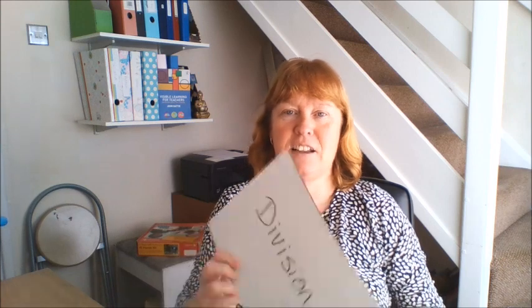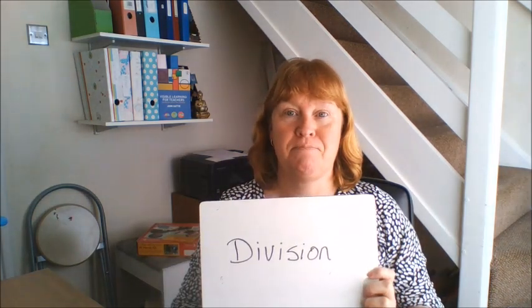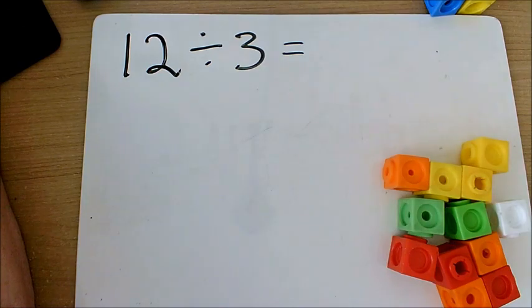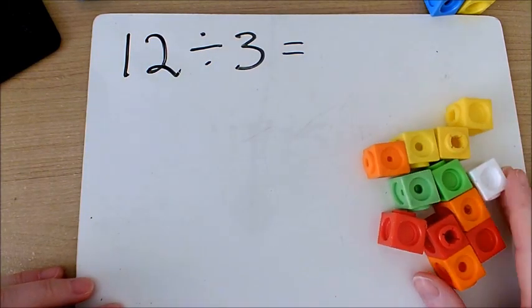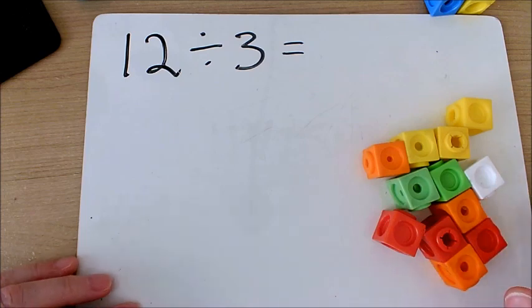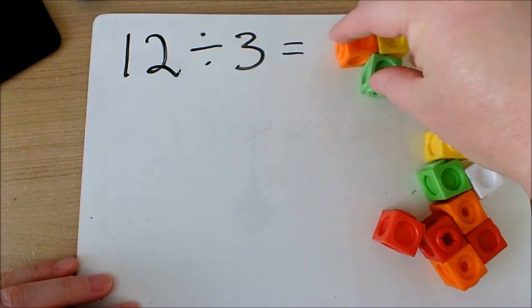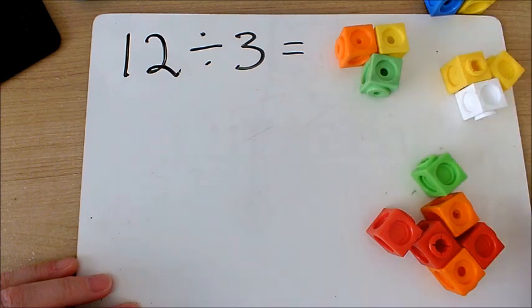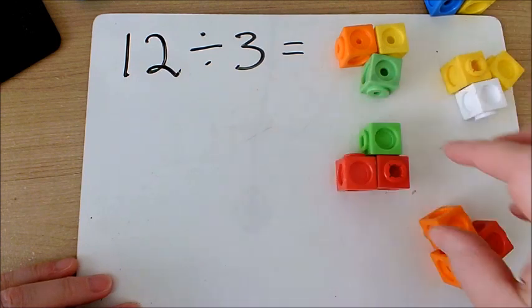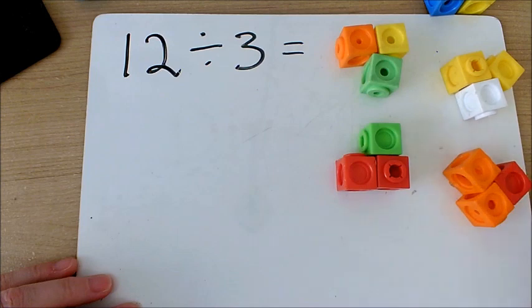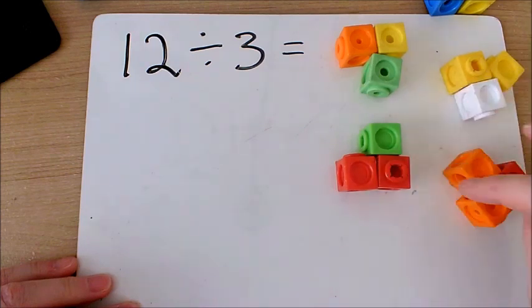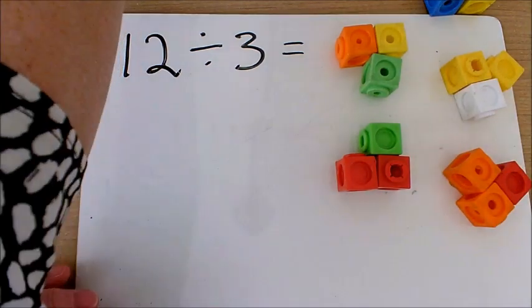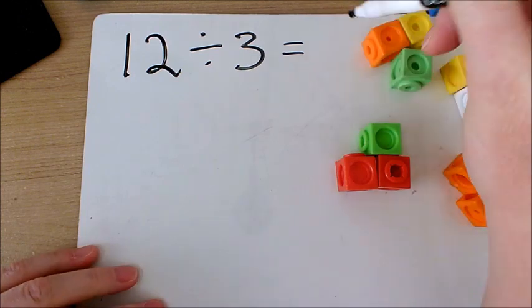Today's lesson is going to be on division. That starts with 12 divided by 3, and I have 12 cubes here, and I'm going to put them into groups of 3. So a group there, a group there, a group there, and a group there. Each group has 3 cubes in. Now I'll count my groups, 1, 2, 3, 4. So 12 divided by 3 equals 4.